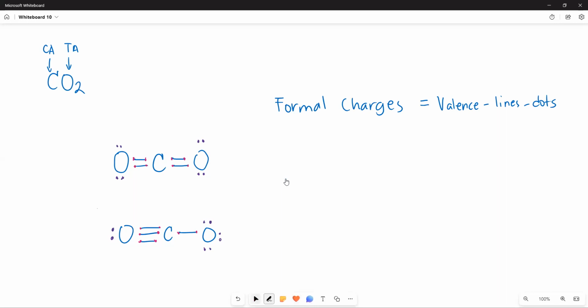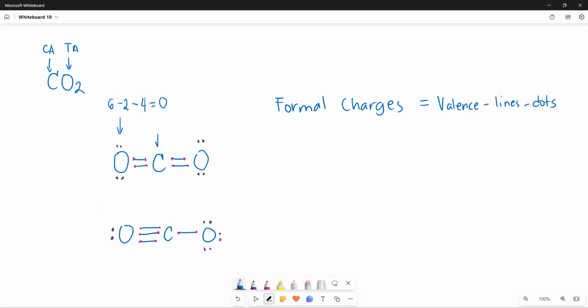So let's do it. For formal charge, let's focus on oxygen here. For this oxygen, what's the valence electron of oxygen? What is its group number? It is in group 6. How many lines are close to this oxygen? You have 2 lines, 2 bonds. And how many dots do you see around oxygen? You have 1, 2, 3, 4. 4 dots. So 6 minus 2 minus 4 is 0. This means that this oxygen atom has no formal charge.